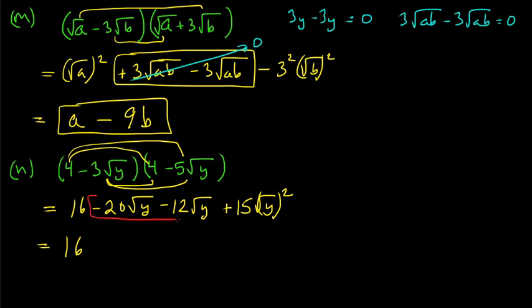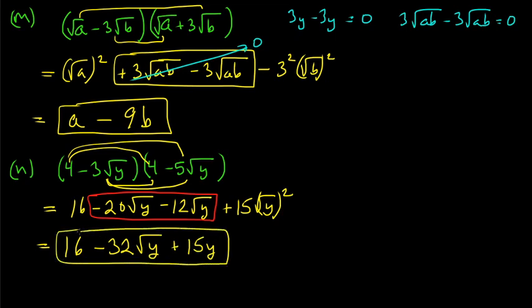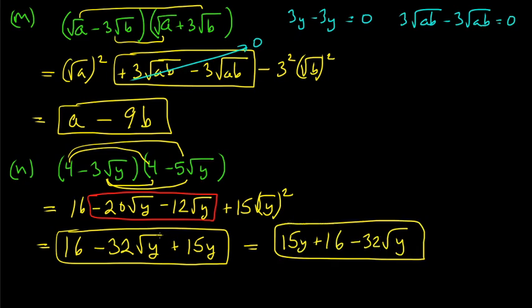And then these two terms, they don't cancel, they combine though. Negative 20 square root of y minus 12 square root of y is negative 32 square root of y plus 15 times, well, the square root of y squared is just y, so 15 times y. So that's fine. Although you should put the square root at the end. So I guess we could write this as 15y plus 16 minus 32 square root of y. As long as you're clear that the square root doesn't go all the way over the 15y. Here you could write it either way, but this way usually looks nicer.